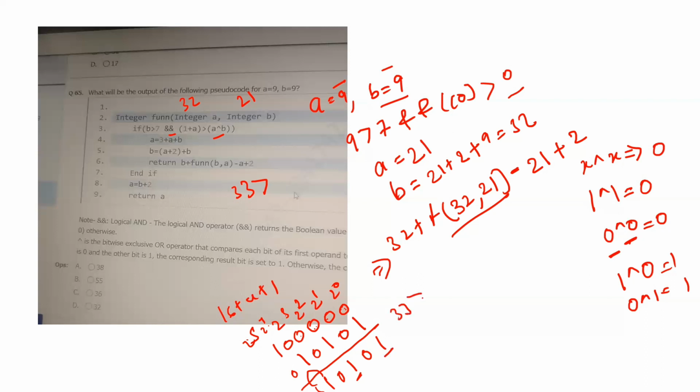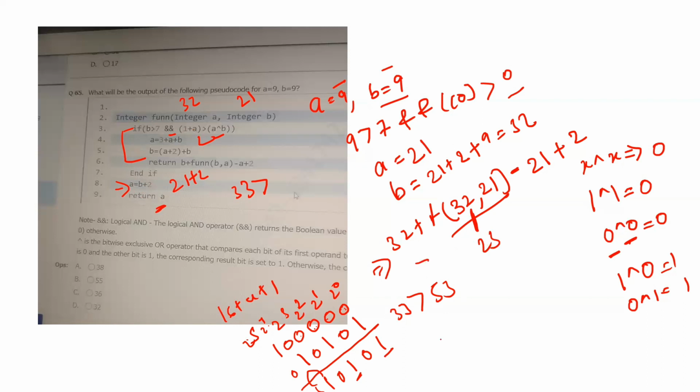So 33 is not greater than 53, right? So this condition is not true. We will not get into this if condition, so we'll get into here: A equal to B plus 2. B value is nothing but 21 plus 2, 23. So A value is 23, right? And here we are returning it. So from this call, we got 23.